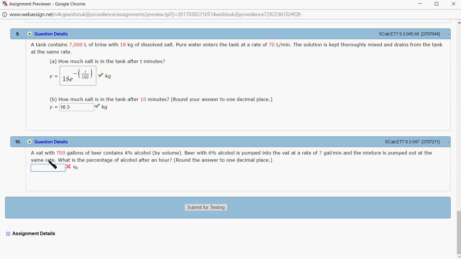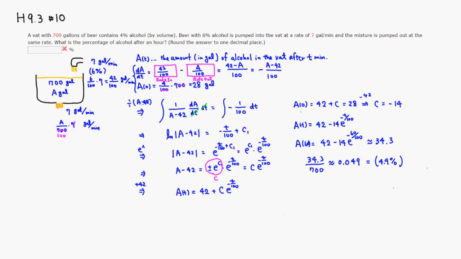We found that to be 4.9%. Submit for testing. It came back and looks like we got this one correctly. That's it. I hope that this was clear.